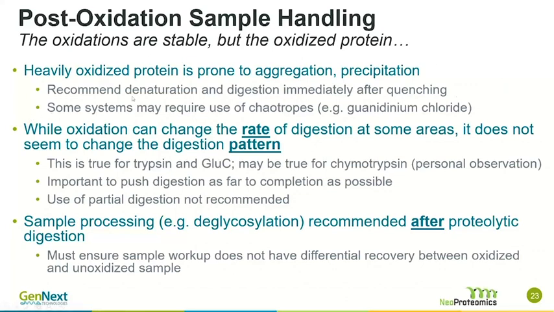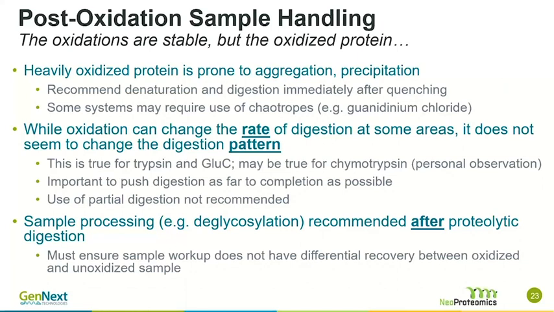Once you've done your denaturation, it's important to keep in mind oxidation can change the rate of digestion in some areas, but it doesn't seem to change the digestion pattern when you're dealing with specific proteases. And so we've measured this to be true for trypsin and glu-C, and our preliminary data suggests that it's probably true for chymotrypsin.